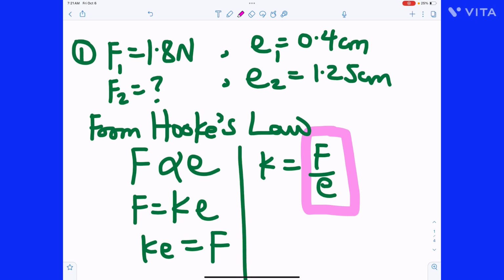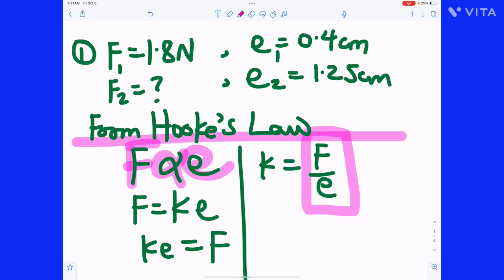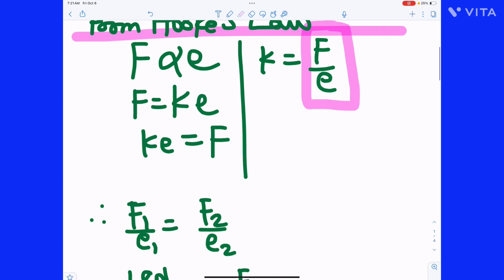Now, Hooke's law states that provided the elastic limit is not exceeded, the force applied to an elastic material is directly proportional to the extension produced. So provided the elastic limit is not exceeded, F is directly proportional to E. That makes it very simple for us to find a relationship between F and E. Change this from variation to an equation by introducing your K. F will be equal to KE.